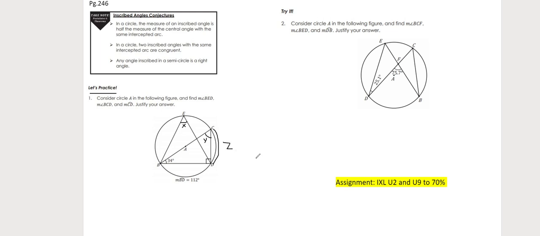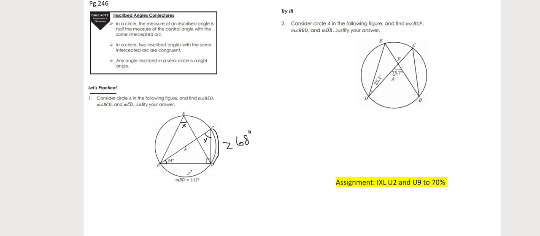Let's go with what they give you first. The first thing they give you is that this angle is 34 degrees. This angle here, which is CBD, is an inscribed angle. Inscribed angle, what does that mean? That's half of the arc. That means the arc is 2 times bigger. So if I take 34 times 2, the intersected arc for this angle is 68 degrees.